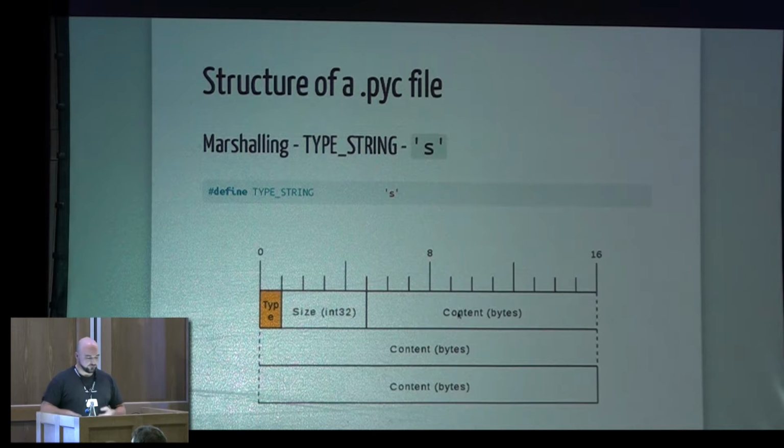So, for a string, the first byte is just the type, then the size on 32 bits, and the rest is just the content.